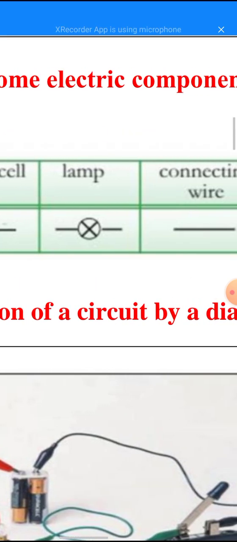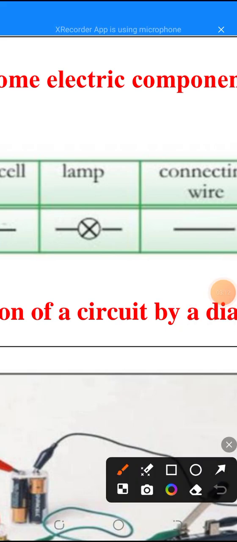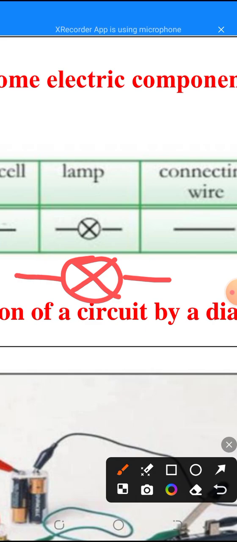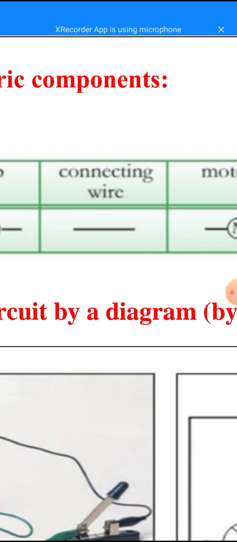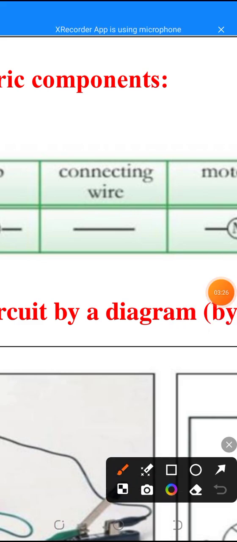We also have a lamp. Look at the symbol of the lamp. We draw it like this, circle, X, and from the middle we draw the wires. We also have a connecting wire. To join the dry cell to the lamp, we need a connecting wire. It's like a line, straight line.